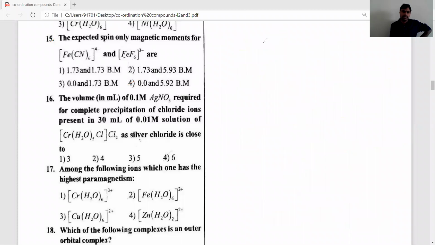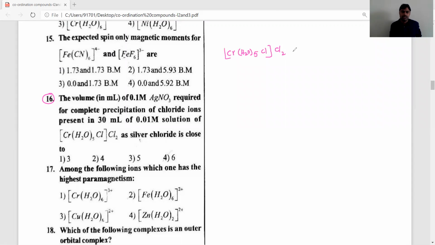Okay, let's see the 16th question. The volume of silver nitrate we need to find out. The concentration of silver nitrate is 0.1 molar, required for complete precipitation of chloride ions present in 30 ml of 0.01 molar solution of pentaaquachlorochromium(III) chloride. The given complex is [Cr(H2O)5Cl]Cl2, and 2 chloride ions are present in the ionization sphere.